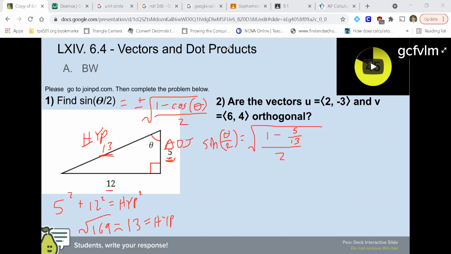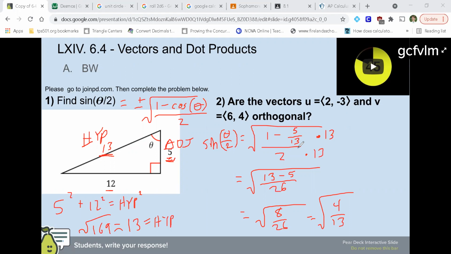And then we do need to simplify this. We don't like having fractions within fractions. So how do I get rid of this? Multiply by 13. Do that to every term on top and every term in the denominator, and you get the square root of 13 minus 5 over 26, which is 8 over 26, which is 4 over 13.